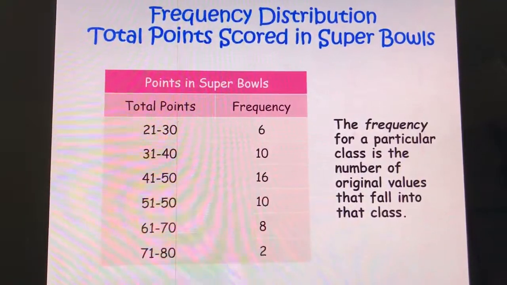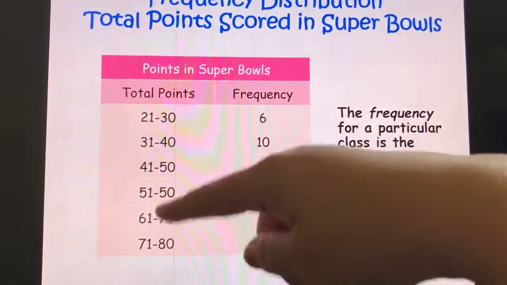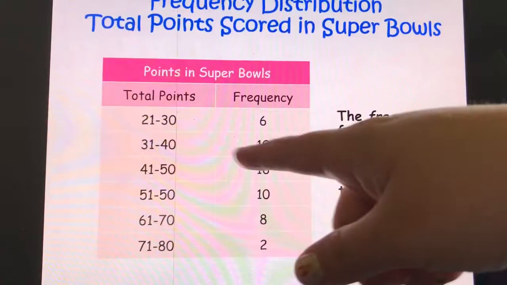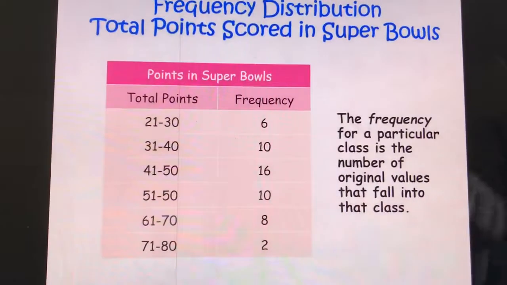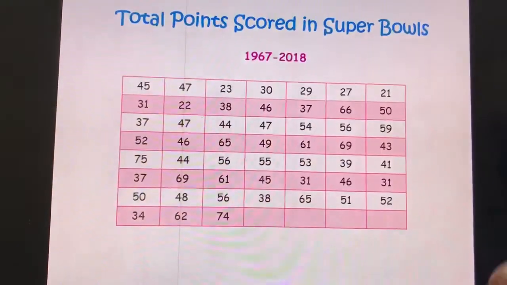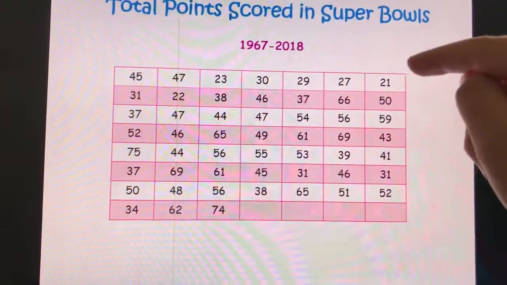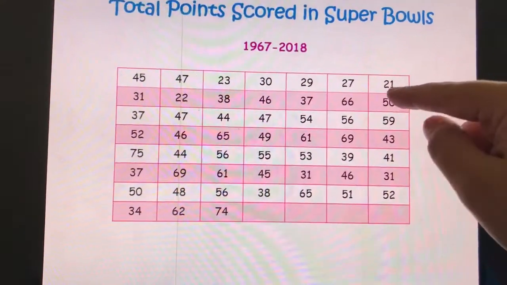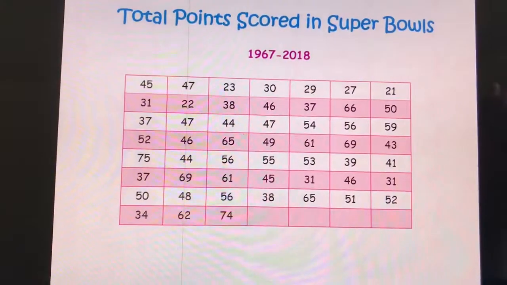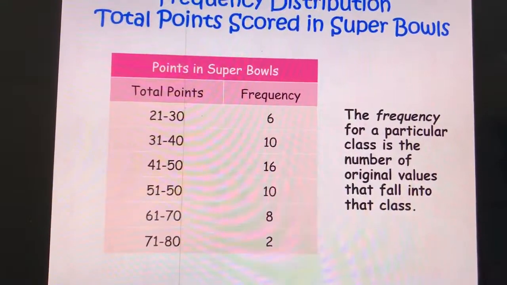So the frequency for a particular class is the number of original values that fall into that class. These over here are your classes, 21 to 30, 31 to 40, and so forth. So for this particular one, I've done 6 classes. And then to get the frequency, just go back to the original data and count. So like between 21 and 30, you would count how many numbers are between 21 and 30. So here you've got 1, 2, 3, 4, 5, 6. So that was the 6th, and then keep going, count 31 to 40 would be 10, and so on and so forth.